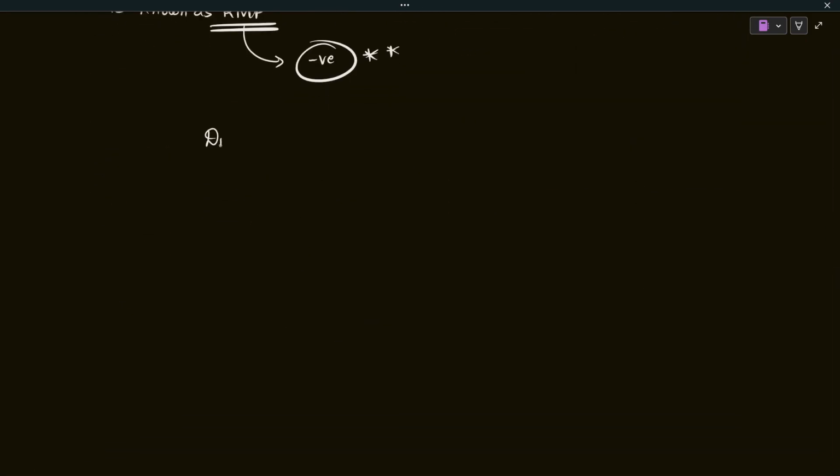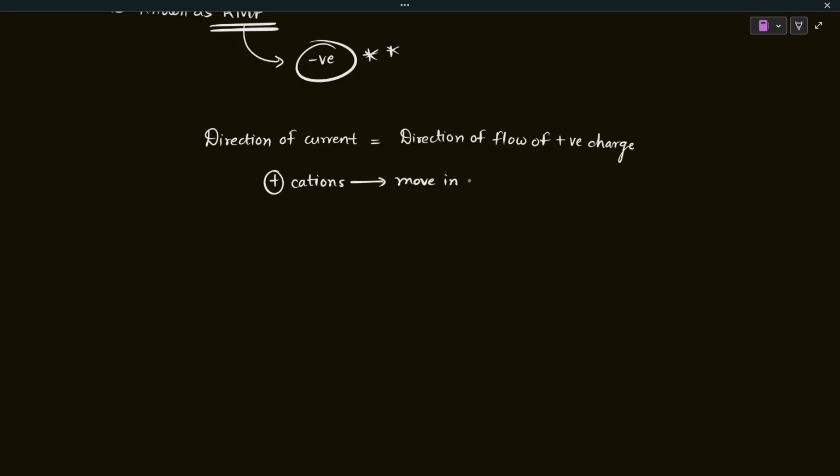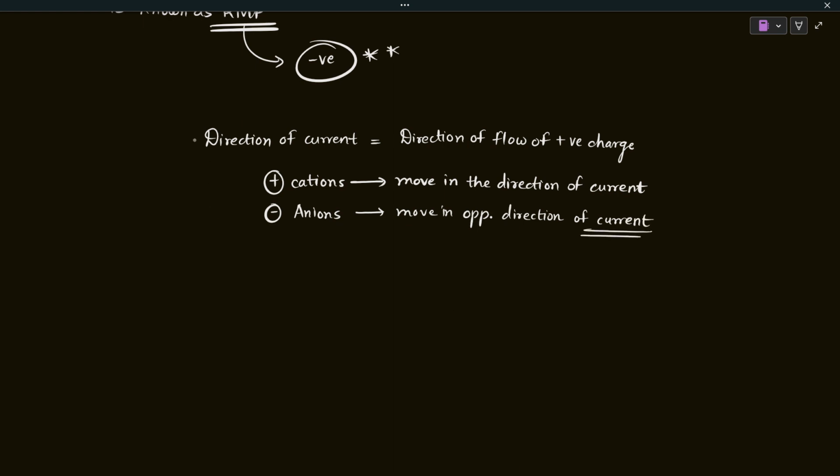So conventionally, the direction of current is the direction of the flow of positive charge, right? That is why we can say that the cations move in the direction of current, while the anions move in the opposite direction of the current. Just remember this, because conventionally the direction of current is the direction of flow of positive charge. This will be helpful in upcoming lectures.